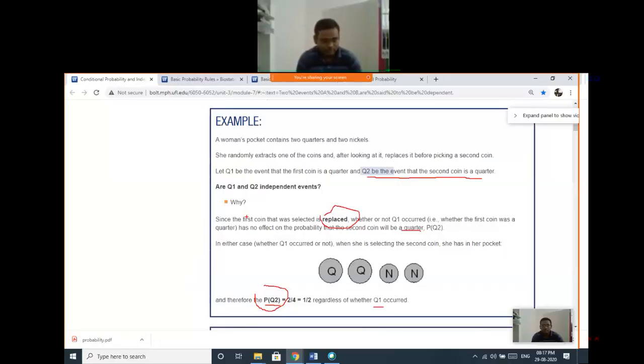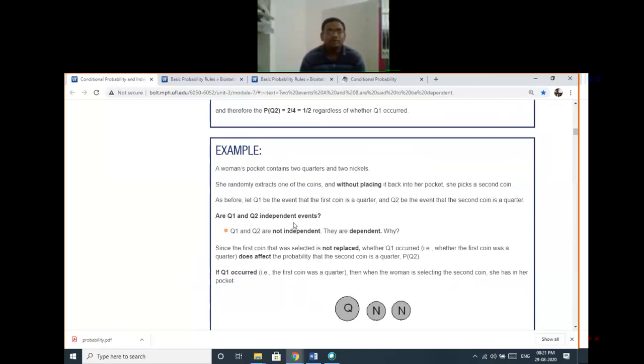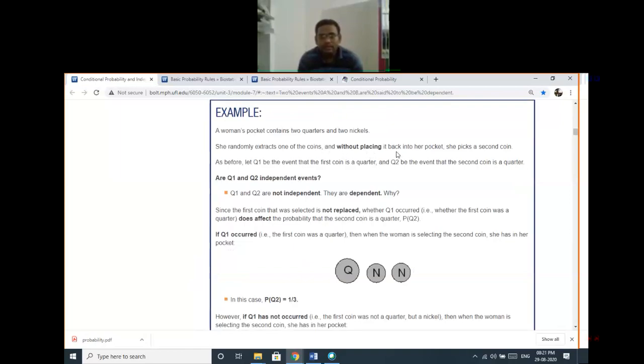Okay, so now let's see another example. A woman's pocket contains two quarters and two nickels. Same example. She randomly extracts one of the coins, and without replacing it back in her pocket, she picks a second coin. As before, let Q1 be the event that the first coin is a quarter, and Q2 be the event the second coin is a quarter. So are they dependent or independent?